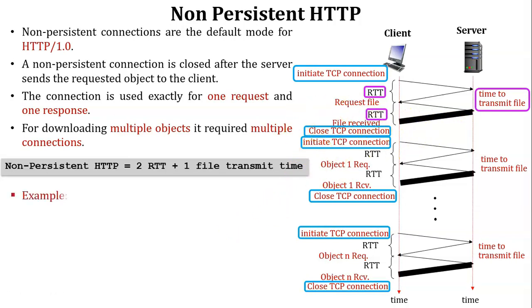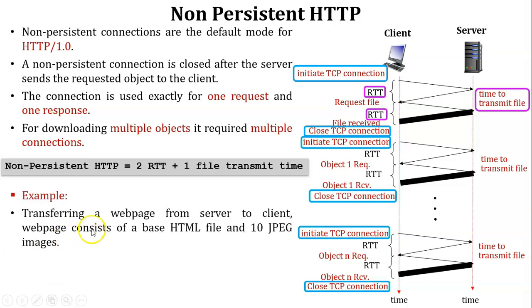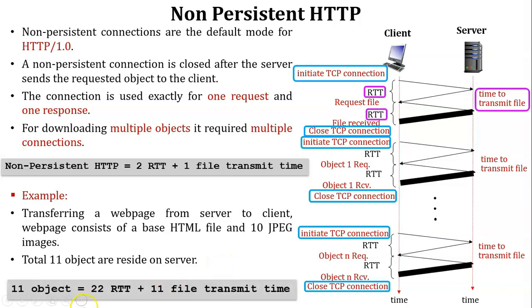Let us take one example to better understand non-persistent HTTP. For example, transferring a web page from server to client. The web page consists of a base HTML file and 10 JPEG images. So it means a total of 11 objects reside on the server. Now the non-persistent HTTP response time for 11 objects is equal to 22 RTT plus 11 file transmit time. Based on this equation, we can say non-persistent HTTP connection is a waste of time and a waste of server resources.